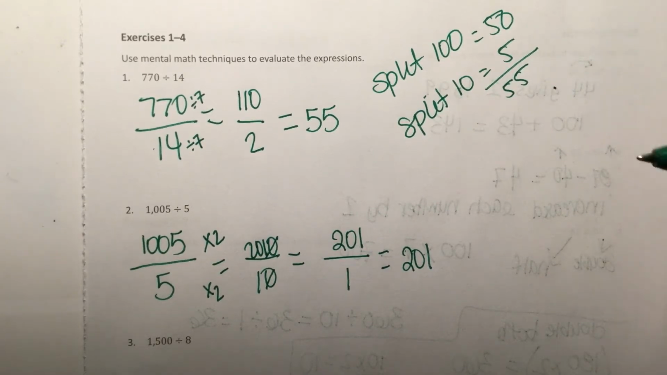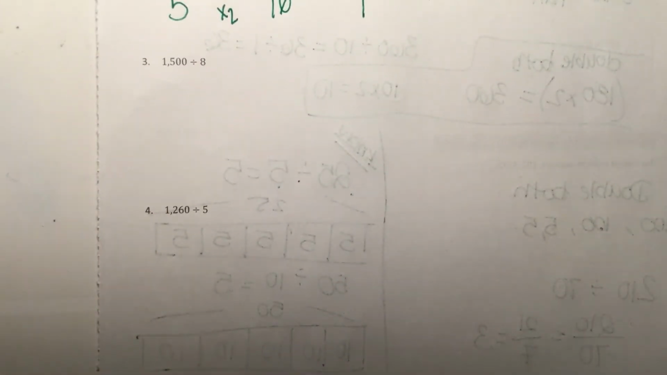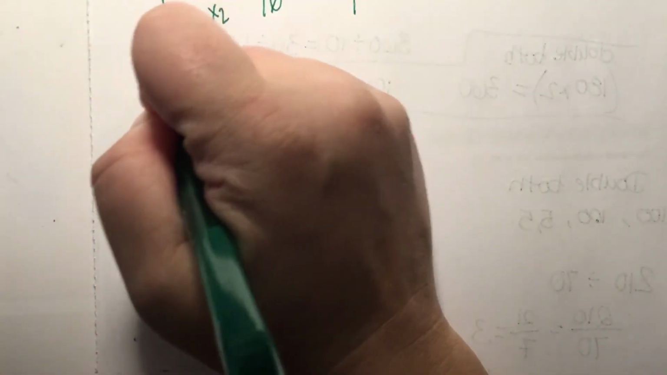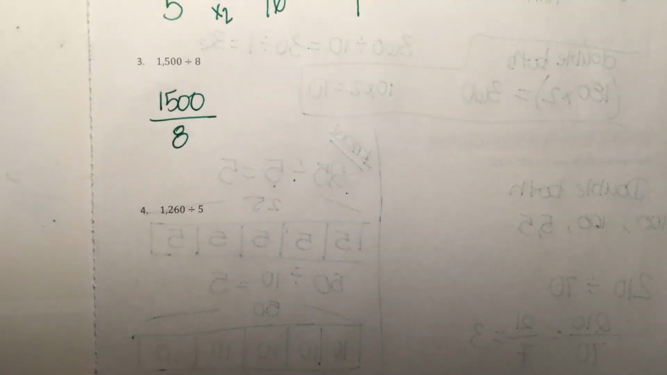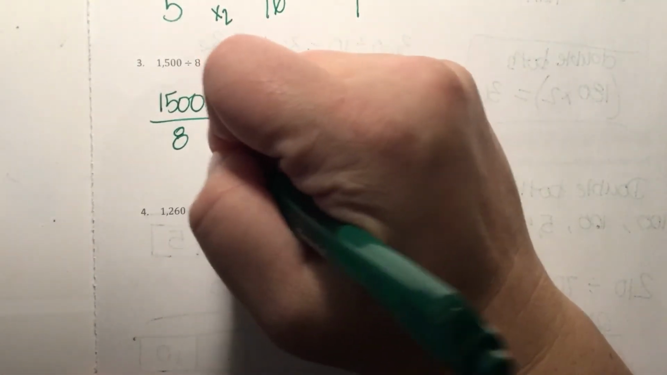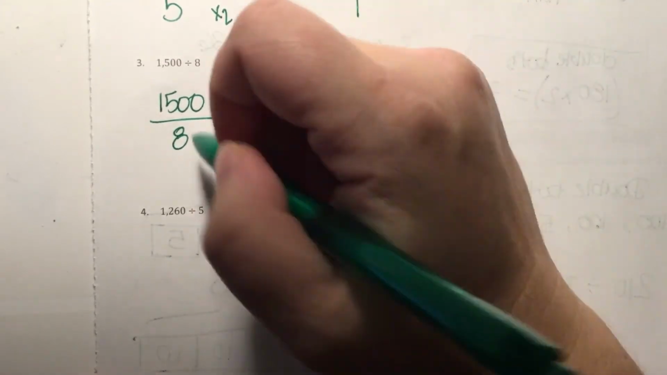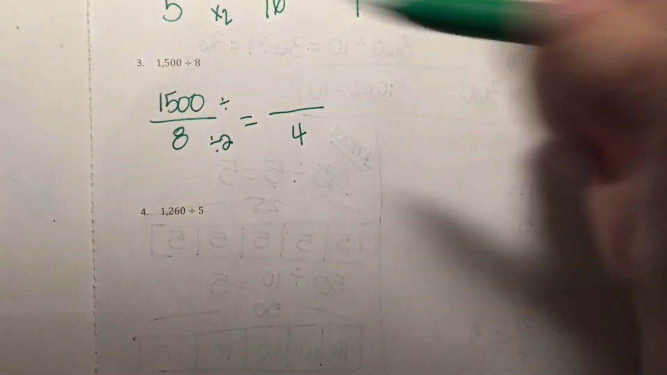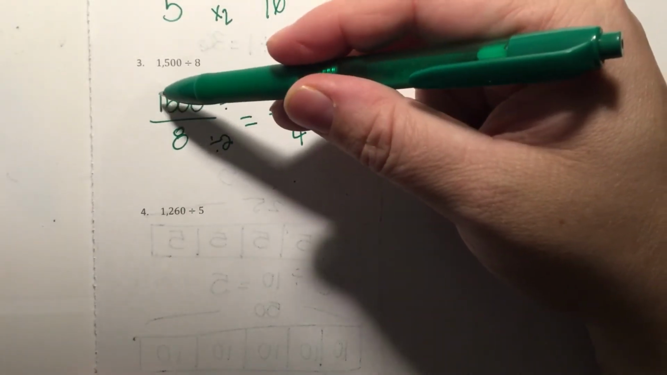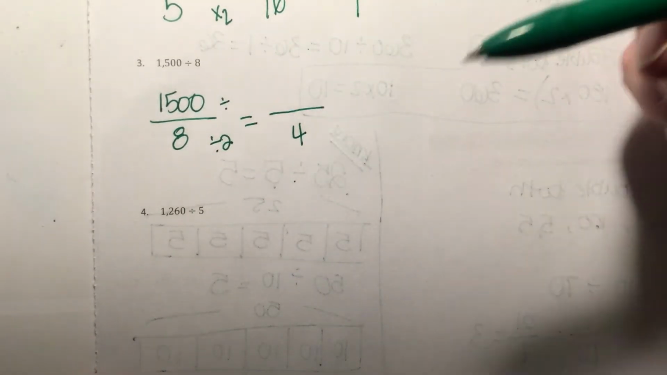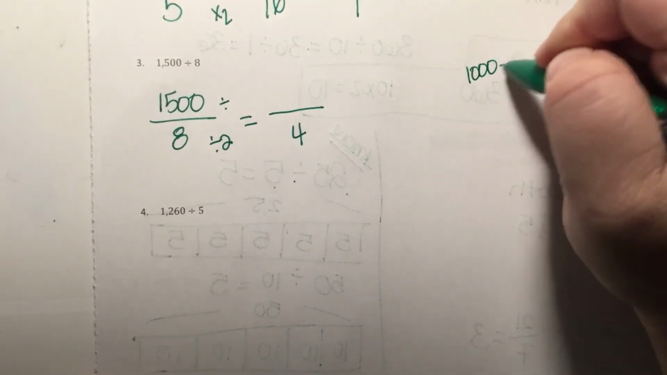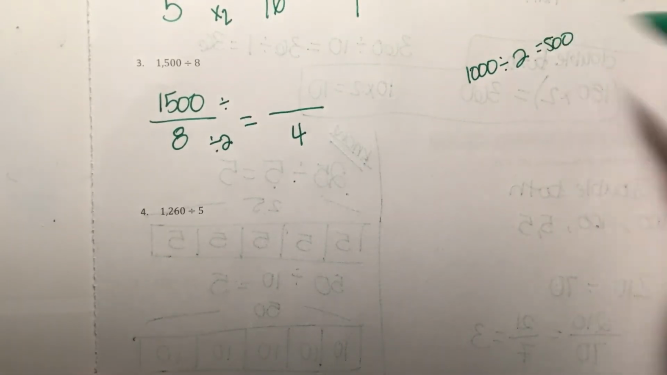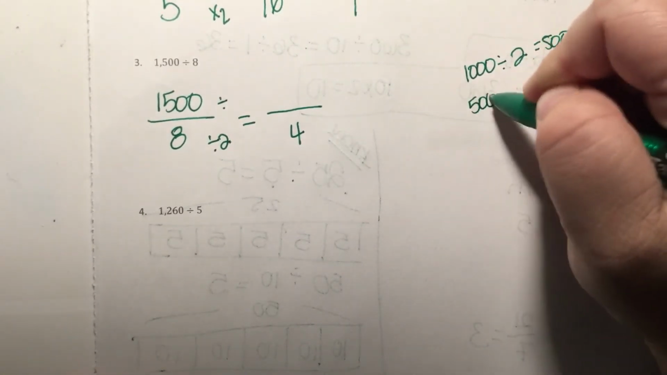Oh, pause and copy, guys. Okay, this one you may need a couple steps. So you have 8 here, okay? So let's take our 1,500 and divide it by 8. Let's divide by 2 this time, okay? So that would equal, that's 4, right? And then half of 1,000 is 500, and half of 500 is 250. So 1,000 divided by 2 is equal 500, right? And then we have 500 divided by 2.